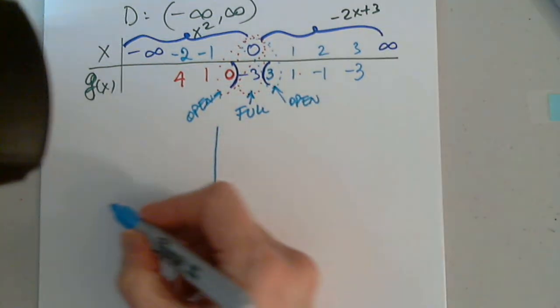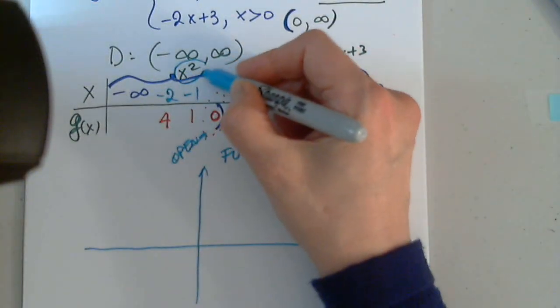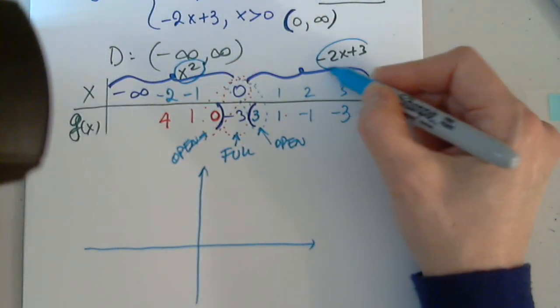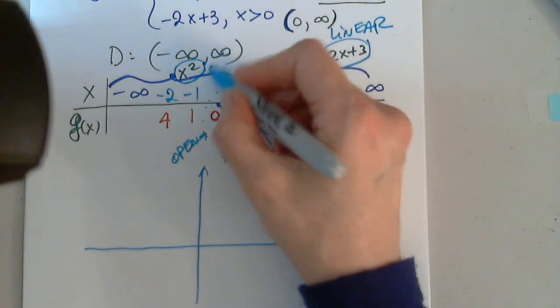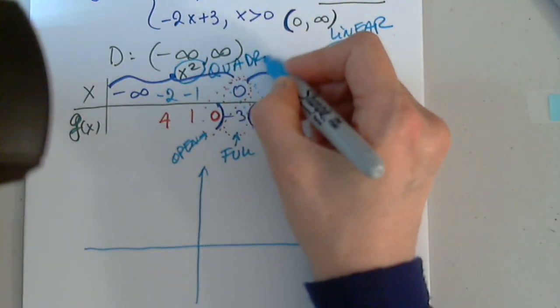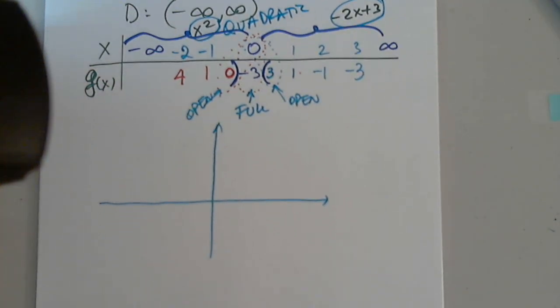So let's graph. Now careful, we also have to remember that this is quadratic, and this is linear. Linear, quadratic. Okay, so from left to right, the first point is, anyone?